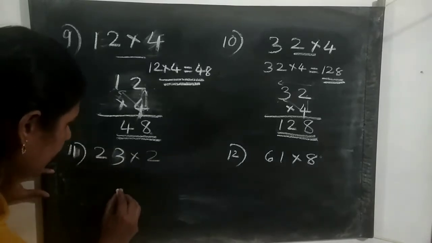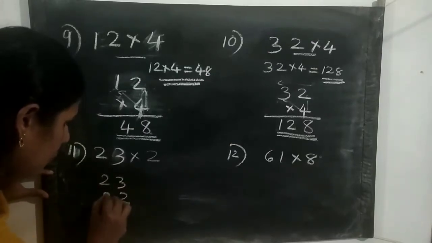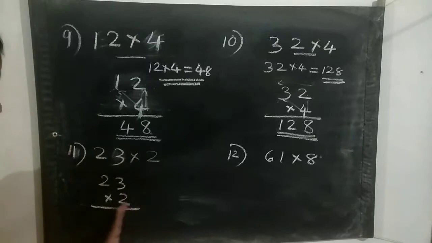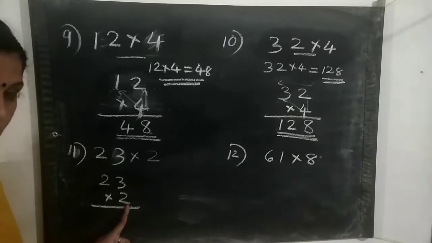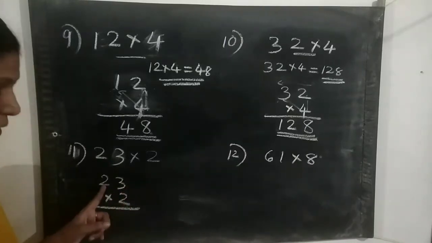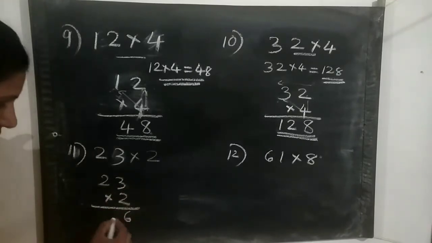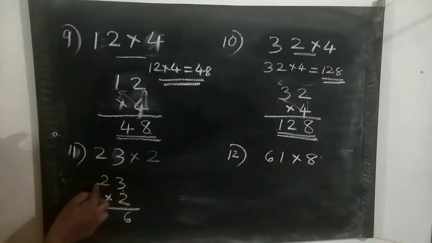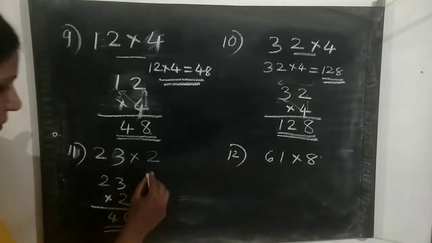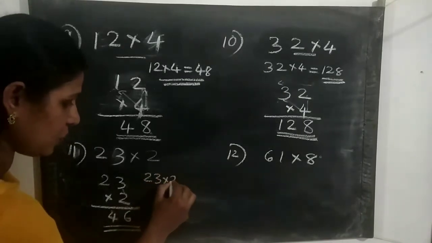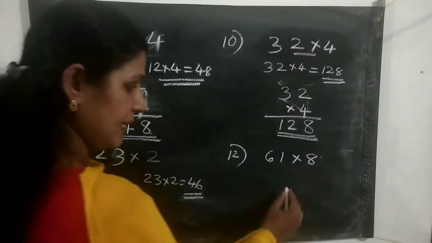The next is 23 into 2. So here we write 23. 23 into 2. Like this, you write the numbers, and the next step is you multiply this 2 to this 3 and this 2 to this 2. 2 3s are 6. Then 2 2s are 4. So we get the number as 46. That is 23 into 2 equals 46.